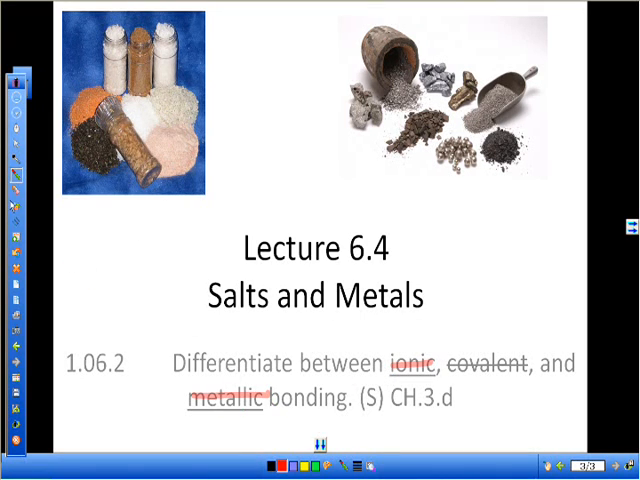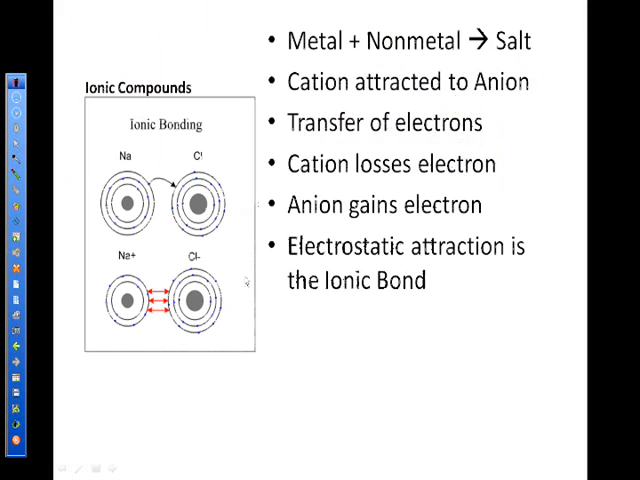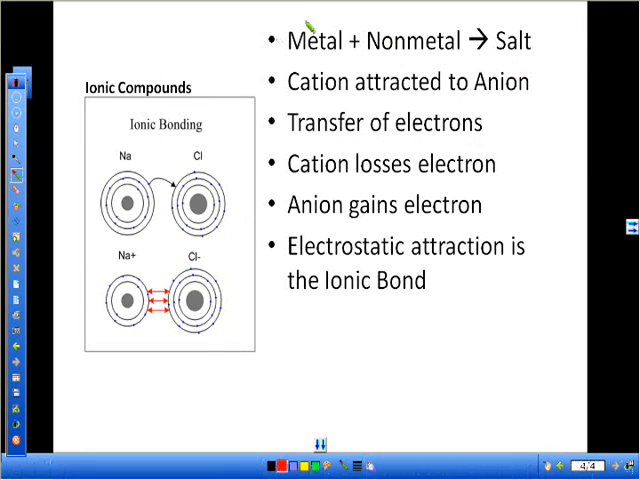Alright, so a lot of this is going to be review. An ionic compound is made up of a metal and a non-metal, and that's going to produce the salt. It can be made up of a metal and oxide and create a metal oxide. The cation is always going to be attracted to the anion. Where do we get that attraction between the positive and the negative, the cation and the anion? We get that from a transferring of electrons. And where does the transferring of electrons come from? It comes from the cation losing the electron to satisfy its octet rule, and the anion gaining the electron to satisfy the octet rule.